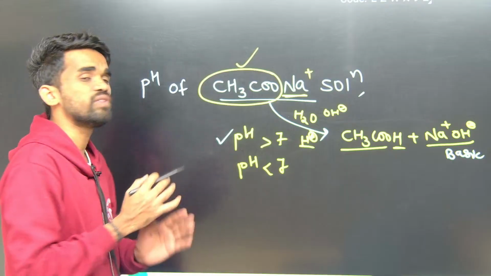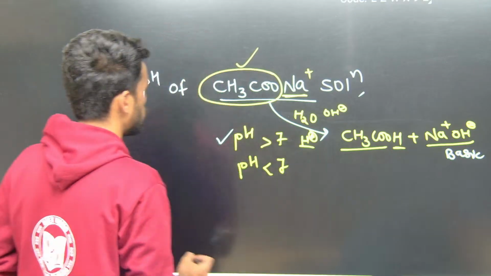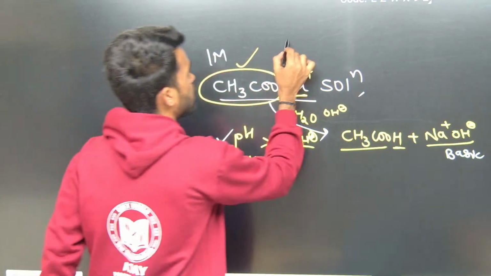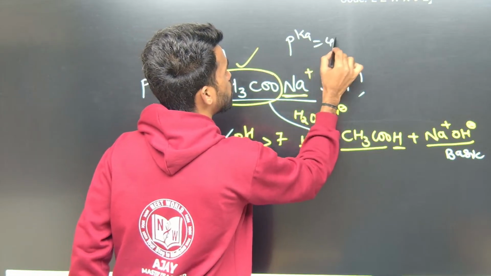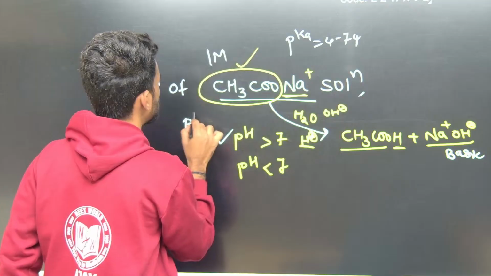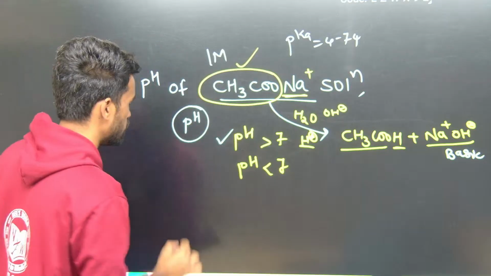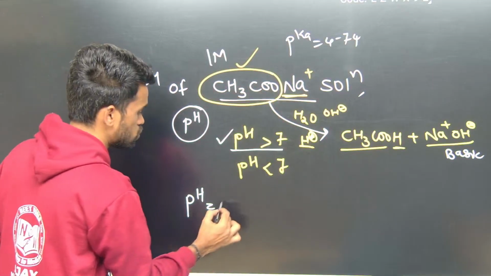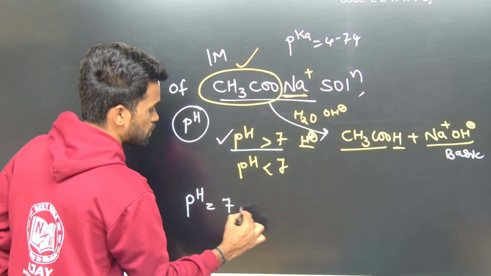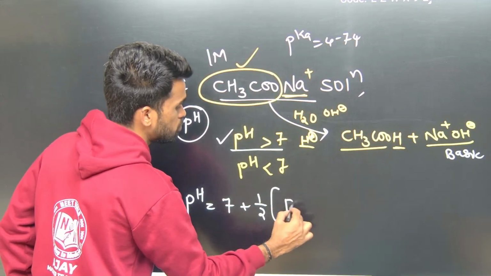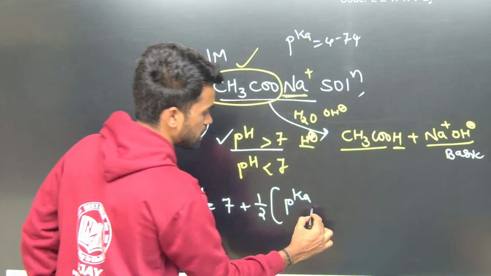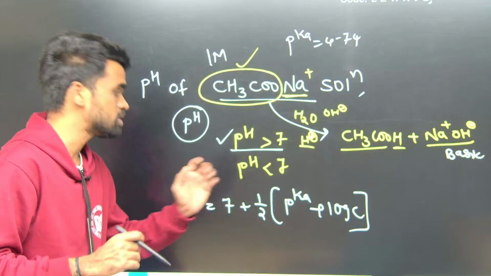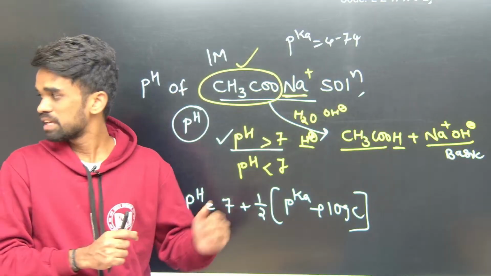If you want to find the exact value of pH, they will give you something like a 1 molar sodium acetate solution having pKa equal to 4.74, find its pH. What you need to take is pH equals 7 plus half into pKa, that is for a weak acid, plus log C. Therefore you will get the final answer for this type of question. Is this clear or not?